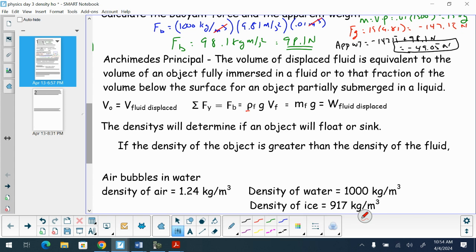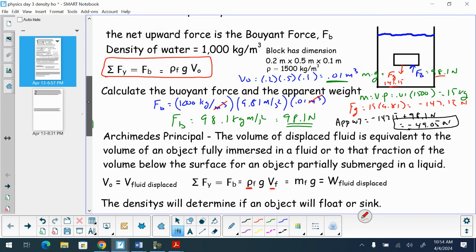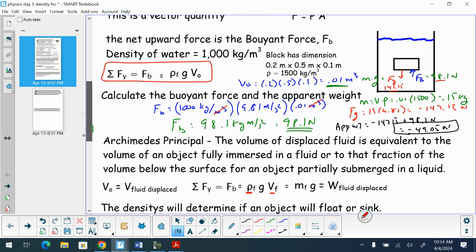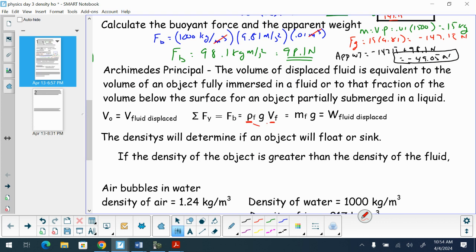If we take the density of the fluid times the volume of the fluid, what we get is the mass of the fluid. Then when I multiply the mass of the fluid times gravity, I get the weight of the fluid displaced.